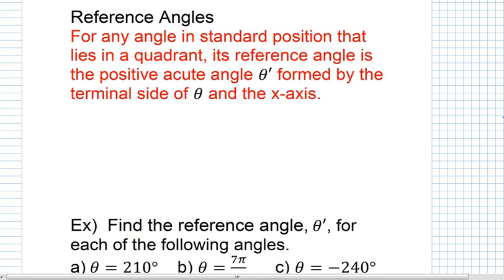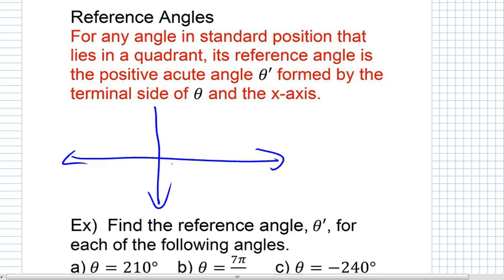Now today, we're going to focus more on the reference angle. And remember, the definition of a reference angle is basically for any angle in standard position. So let's say you had an angle in standard position. Like here, there's our angle in standard position, and it lies in a quadrant. Its reference angle is the positive acute angle formed by the terminal side and the x-axis.